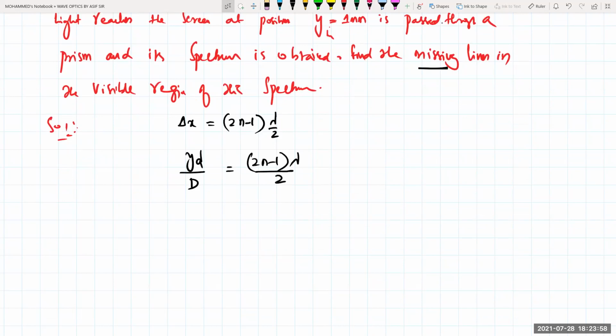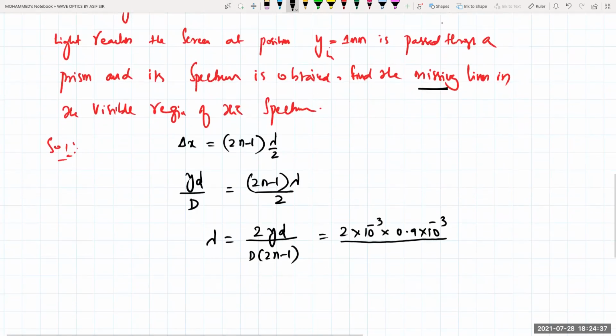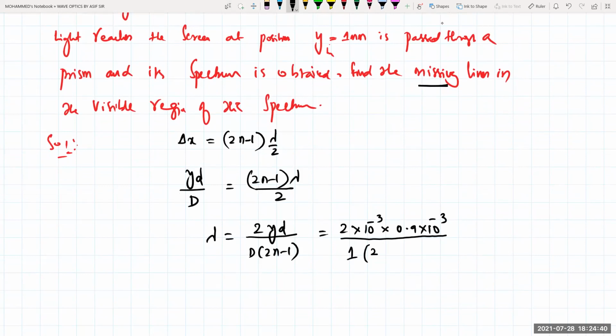So lambda will be equal to 2 times y into small d, divided by capital D into (2n minus 1). Y is given as 1 mm, which is 10 to the power of minus 3. Small d is given as 0.9 mm, which is 0.9 into 10 to the power of minus 3. Capital D is given as 1 meter.